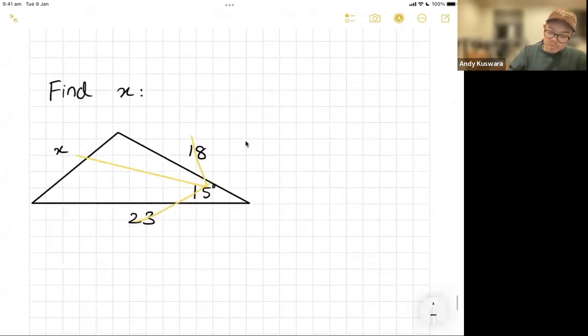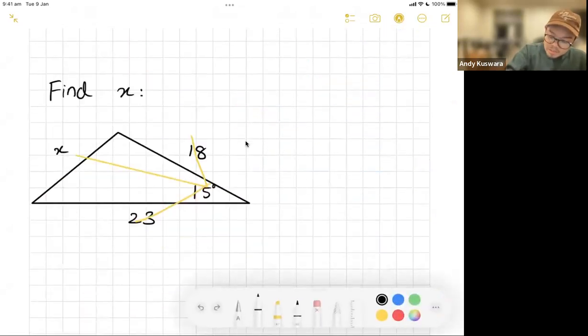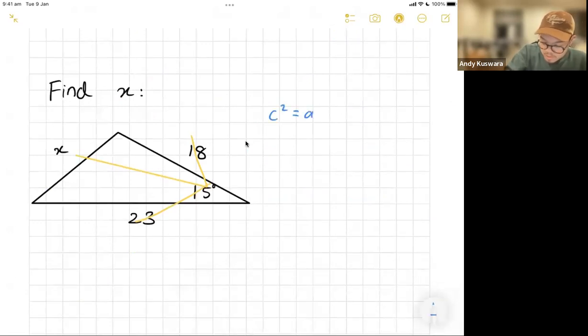So for this one here, I'm finding a side. So I'm going to stick with the formula that goes like this. C squared equals a squared plus b squared, take away 2ab cosine c.